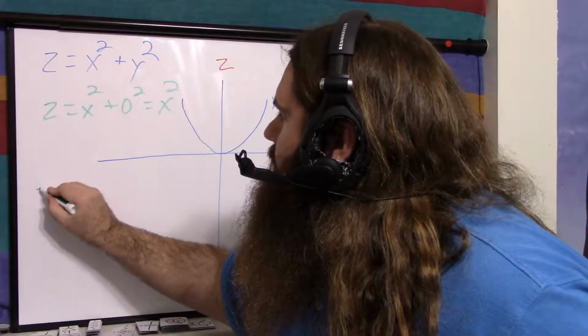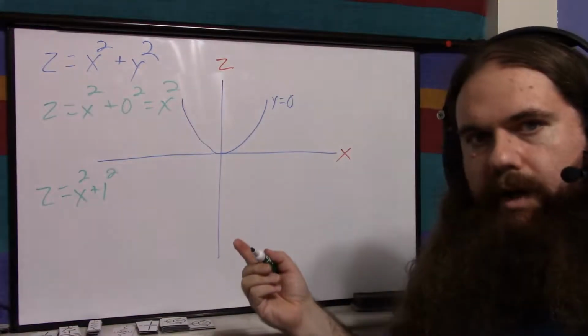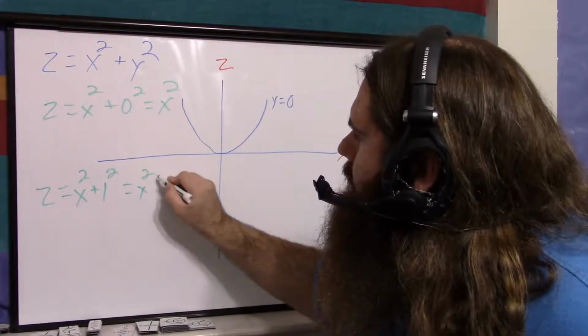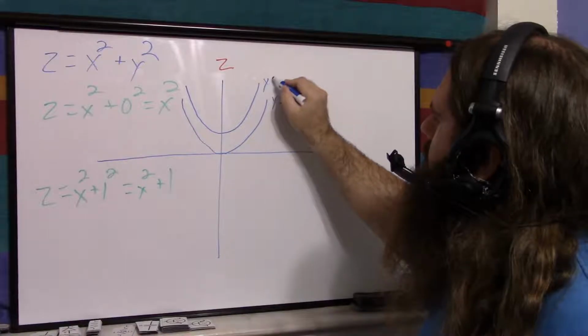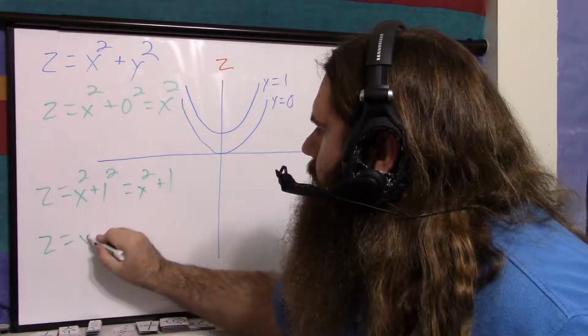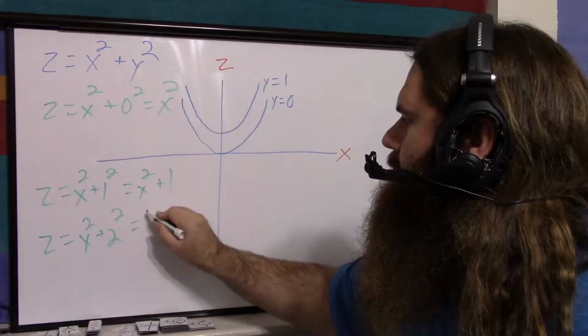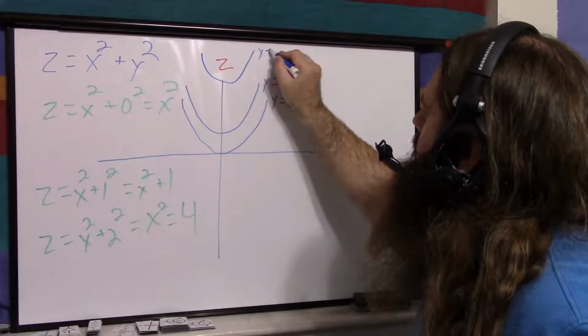What about z equals x squared plus 1 squared? So now y is 1, so z equals x squared plus 1. Well, now we get a line here, and we say y equals 1. What if we say z equals x squared plus 2 squared? That's x squared plus 4. And that's up here. Y equals 2.